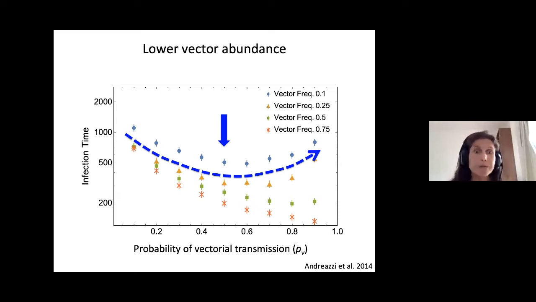However, when vector abundances are not so high, we found that a combination of both vectorial and trophic transmission is the most efficient way to spread the parasite in the system. And this is very interesting from an evolutionary point of view, because it explains why keeping such a complex transmission cycle is efficient for parasite propagation.